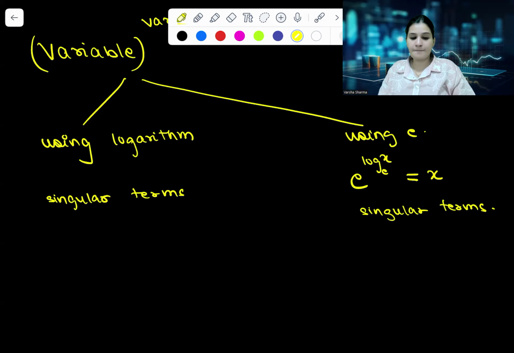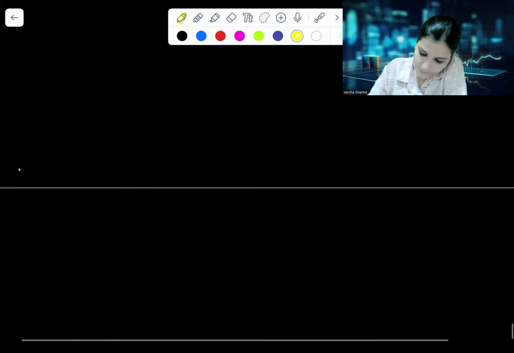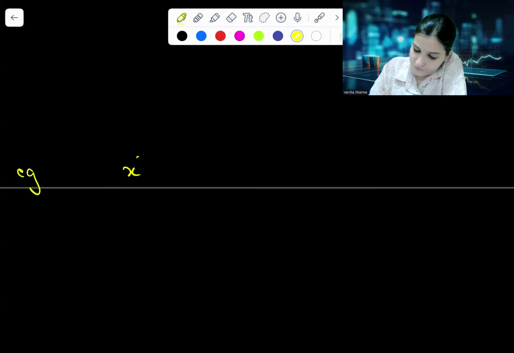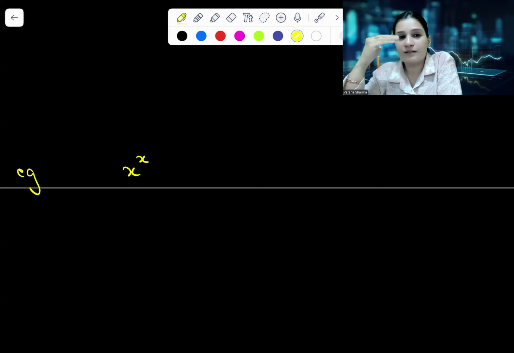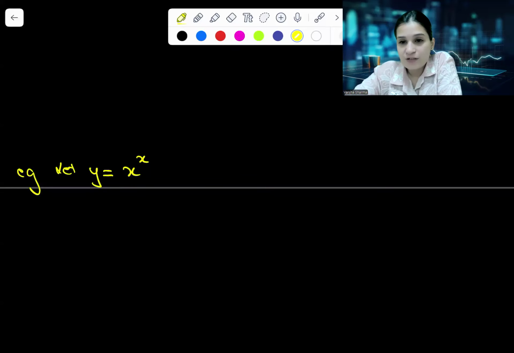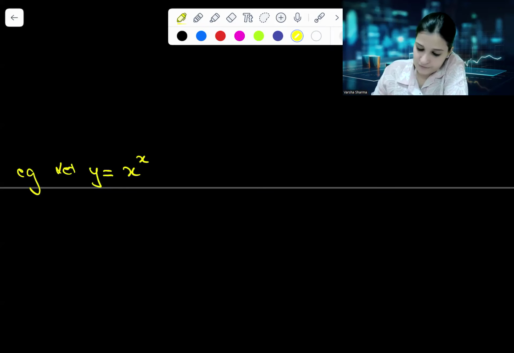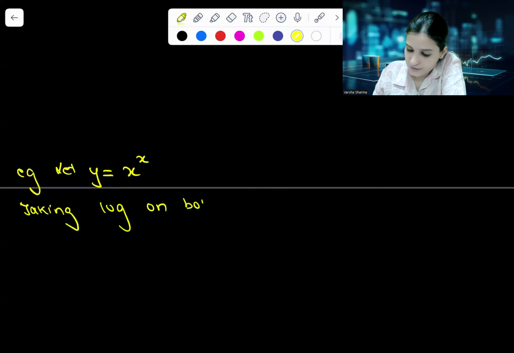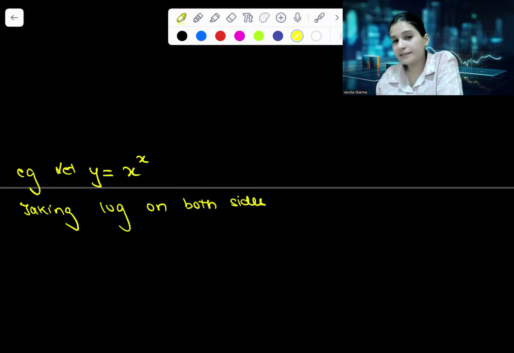For example, x to the power x. Basic, classic variable power variable, the most basic one. If they have given it a name, perfect. If they haven't written a name, give it a letter. Let y equal this. First showing you the logarithm way. Taking log on both sides. You need to know both the methods.